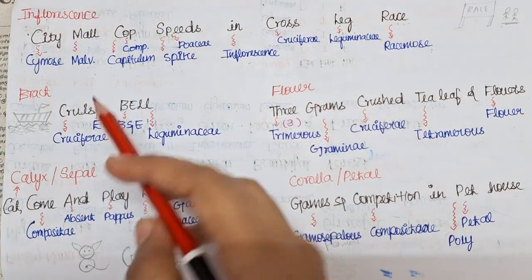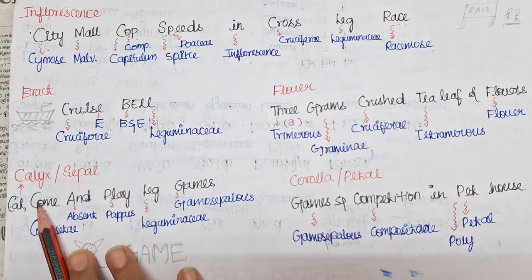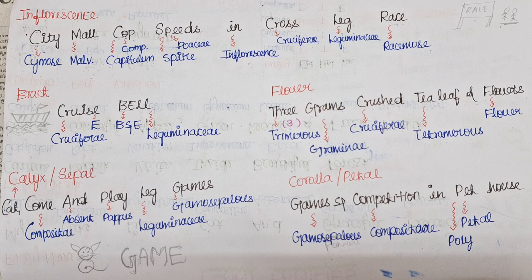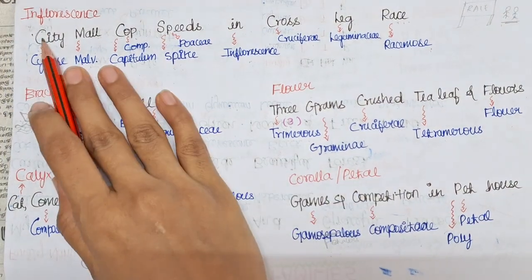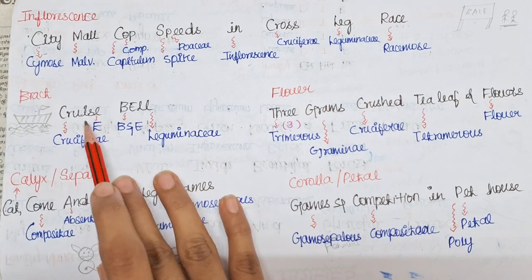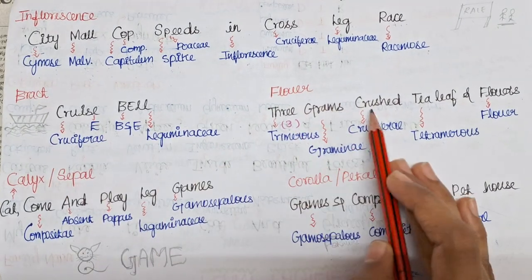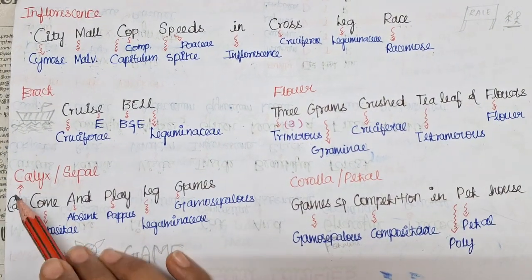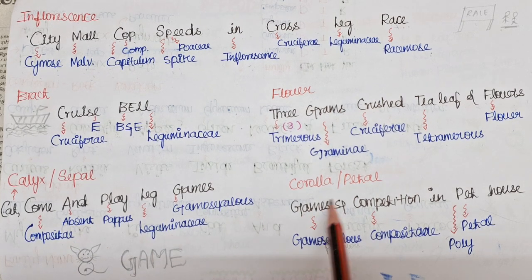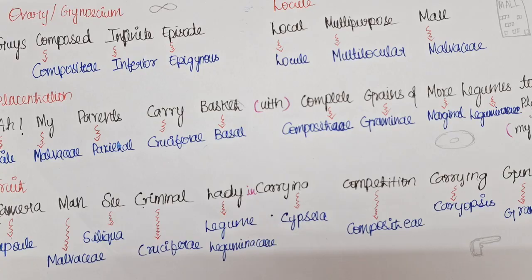We have learned for inflorescence, bract, flower, calyx, corolla. I'm again recalling so you can memorize the short trick now itself. No need to spend other time. City, mall, cop, speeds in cross-leg race. Inflorescence. Bract, curious bell. Flower, 3 grams crushed tea leaves and flowers. Calyx or sepal, cat, come and play leg games. Corolla or petal, games competition in pet house. Let's move on to the next one.